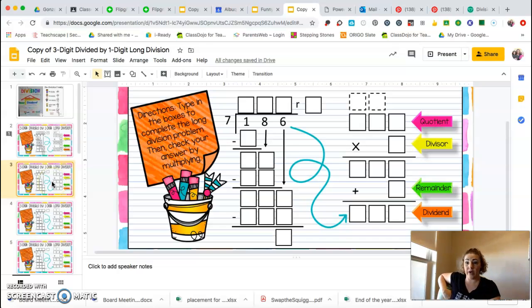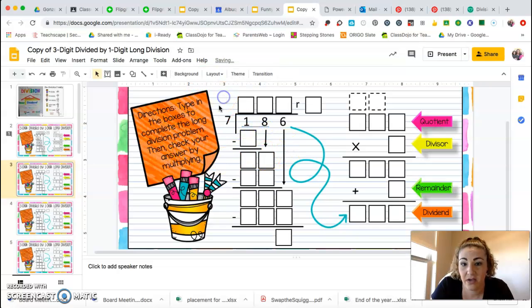I'm going to work through one more for you guys. All right, so here's a good one. Start off with Dad divides. Well, 7 can't go into 1. It can't. There's not enough. So what I have to do, guys, is use 2 digits, right? So I'm going to use these 2 digits right here. How many times can 7 go into 18 without going over?